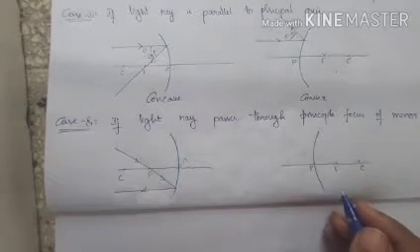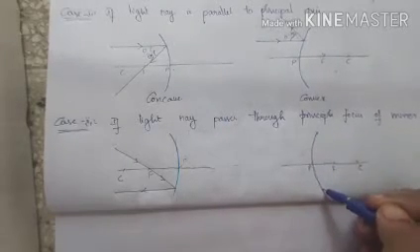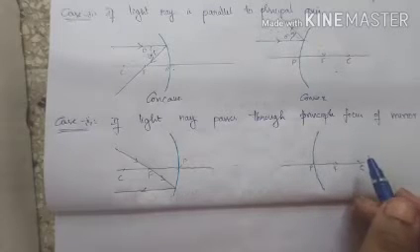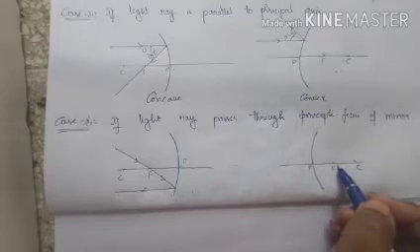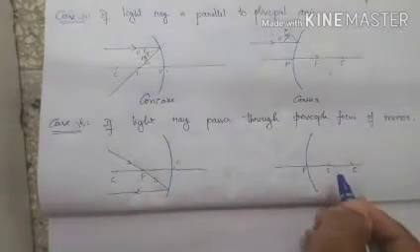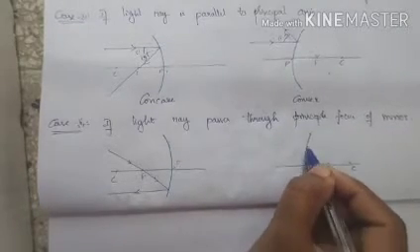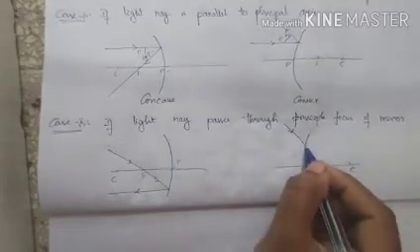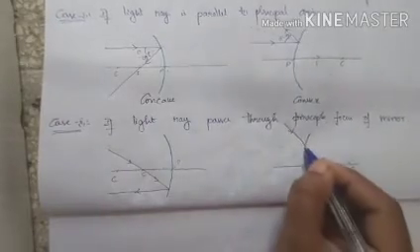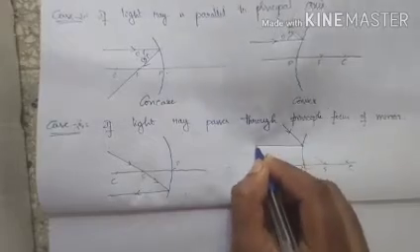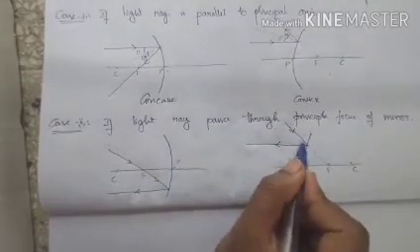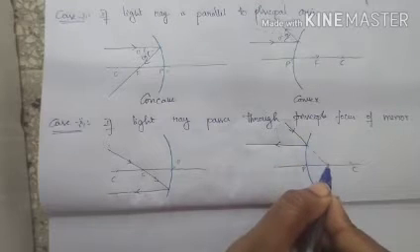Now what is it for here? This is the reflecting surface. If the light ray is appearing to be focusing on the principal focus, which means if it is incident like this towards the principal focus, then the light ray will get reflected in a direction parallel to the principal axis. So it is directed towards the principal focus.